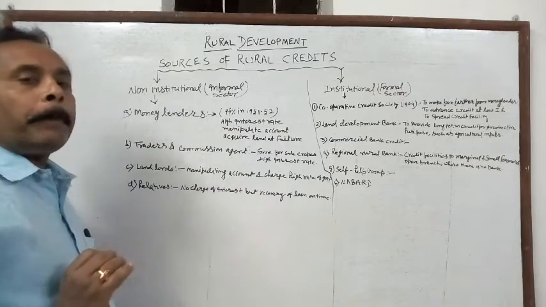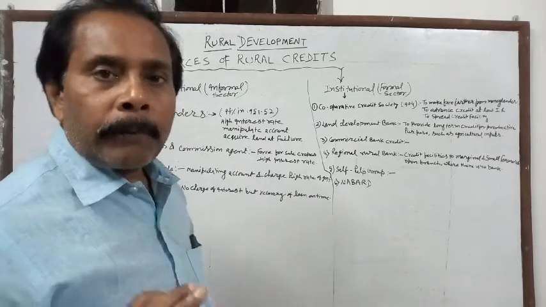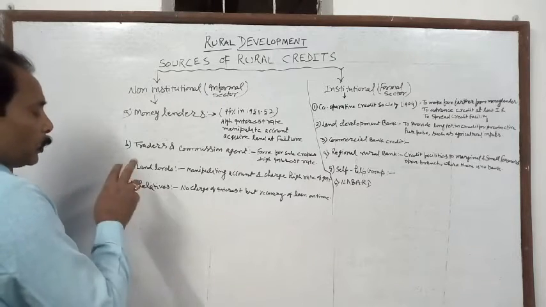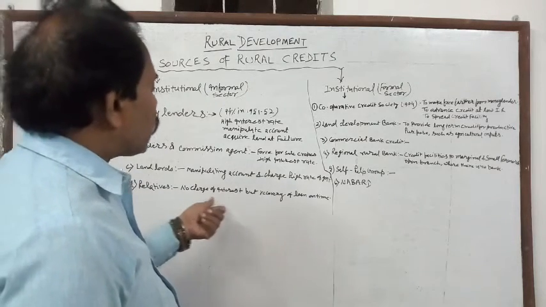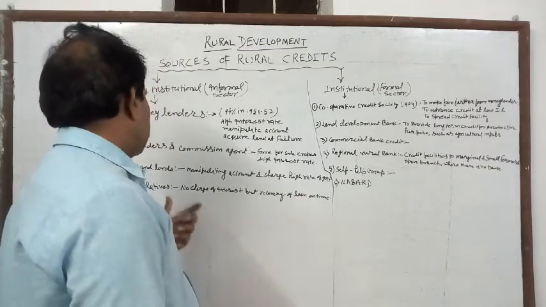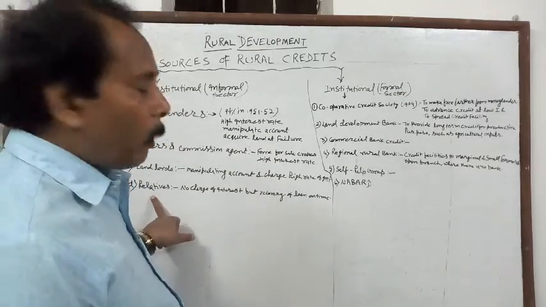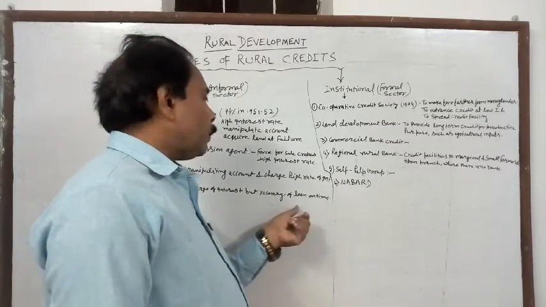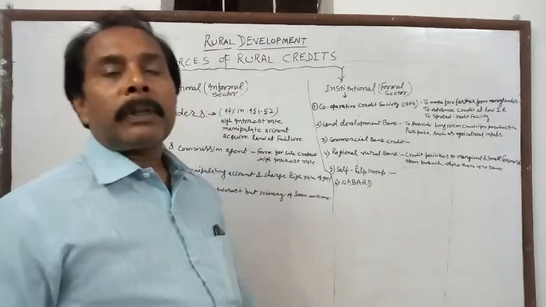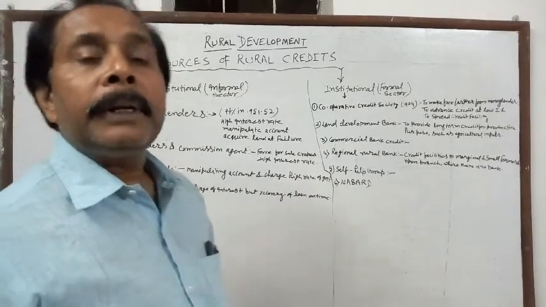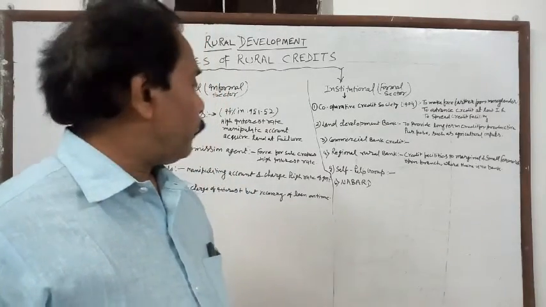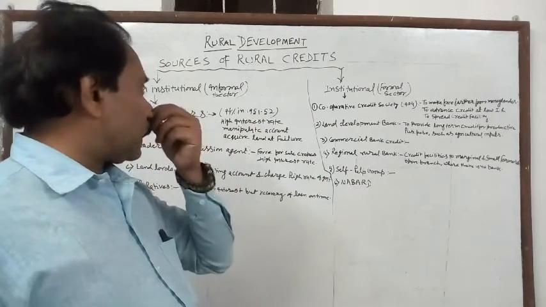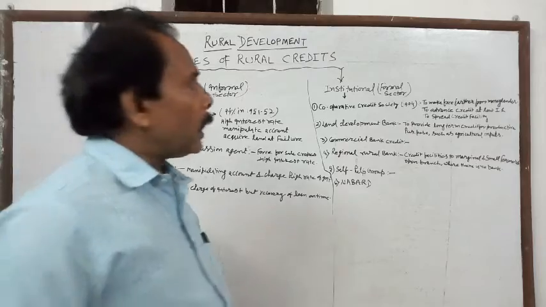Only one group of people was ready to help the farmers, and that was the relatives. These relatives never charged interest, but they also had a requirement for money, so they also pressed for recovery of loans on time, whatever the time determined between them. So in this way we find that the non-institutional or informal sector was working in the rural areas.